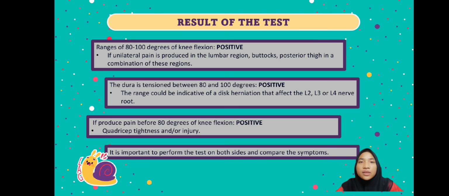If the test produces pain before 80 degrees of knee flexion, it is positive for quadricep tightness or injury. It is important to perform the test on both sides to compare the symptoms.